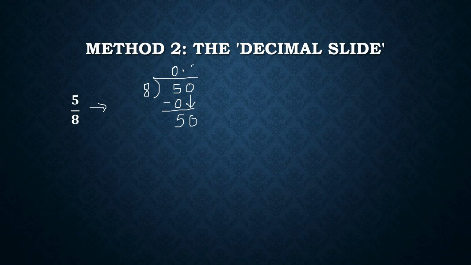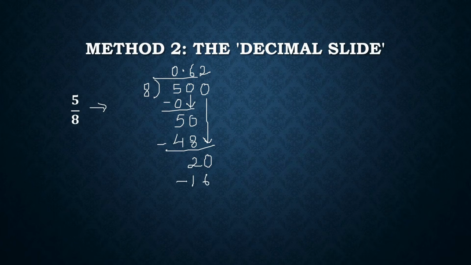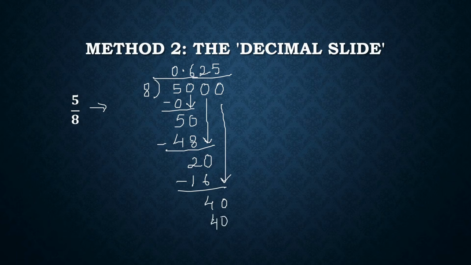So 8 times 6 is 48. We will subtract and we will get the answer as 2. We will again add a 0. We will keep on adding the 0 till the time we get the remainder as 0. So it becomes 20. 8 times 2 is 16. We'll subtract and we'll get 4. Again, we'll add a 0 and it becomes 40. So we know that 8 times 5 is 40. We will subtract both of them and finally we get the remainder as 0.